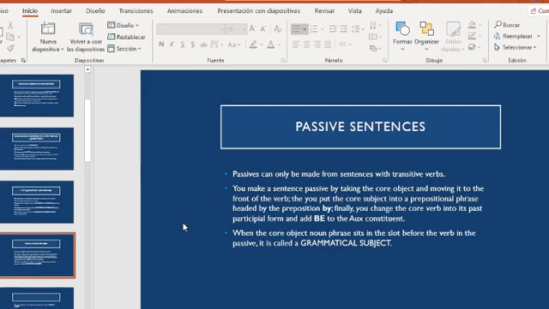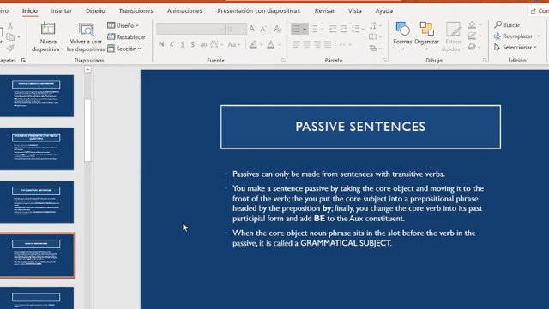Now let's talk about passives. I just want to make this clear. I'm clarifying things because now you are in the major leagues. Only transitive sentences can be made passive. When I talk about transitive verbs, I'm talking about monotransitive, ditransitive, and complex transitive. All right?